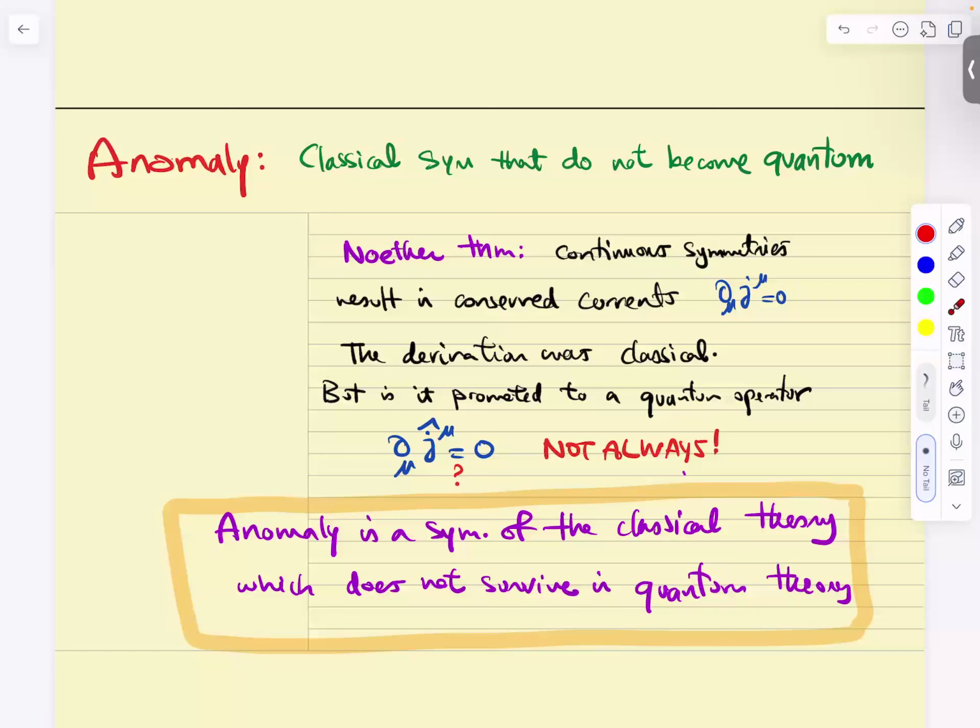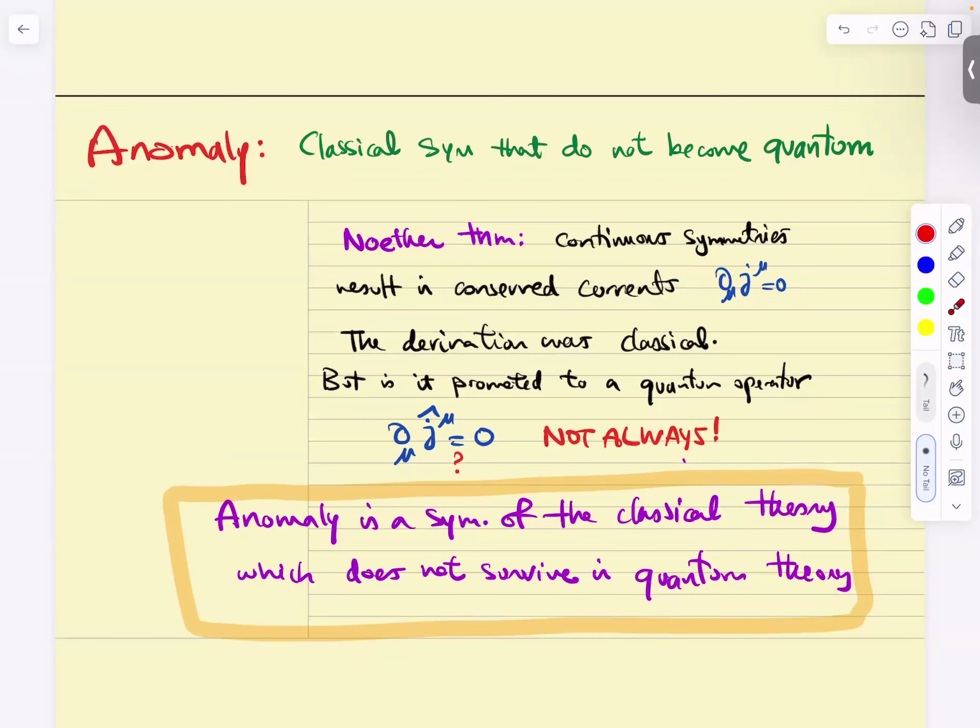Now, if this is some initial time Ti, this is some final time Tf. Integrating this equation between Ti and Tf in this d-dimensional object gives you Q at time f minus Q at time i, because this is 0, the difference has to be 0, therefore charge is conserved.